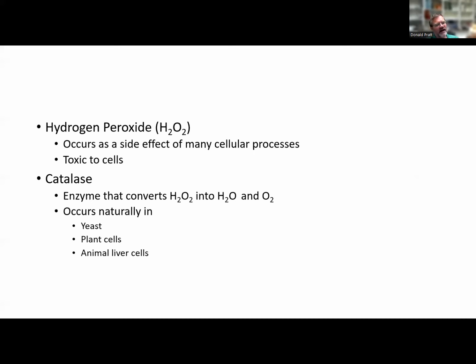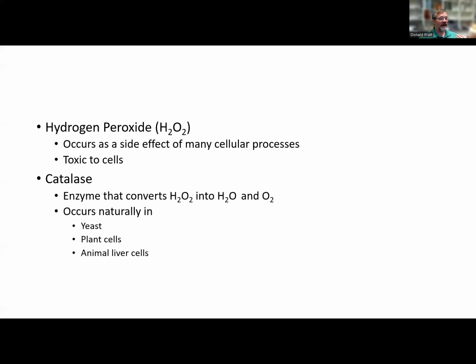The problem is that hydrogen peroxide is actually toxic to cells. So if the cell has a buildup of too much hydrogen peroxide, it will actually kill the cell. And this, of course, is undesirable. And so cells have an enzyme that will break down hydrogen peroxide. This enzyme is called catalase. So what catalase does, it takes hydrogen peroxide and breaks it apart into water and oxygen gas.